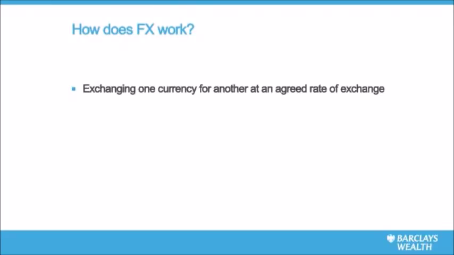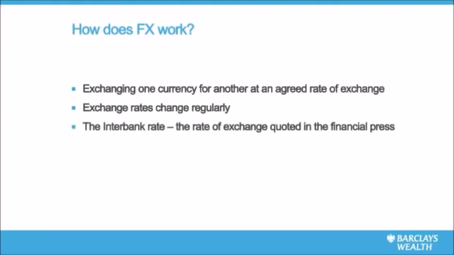But how do I find out how many pounds sterling I will get for my euros? Well, this is known as the exchange rate, and as you would expect, the exchange rate will vary between different pairs of currencies. The exchange rate also changes regularly, and if we return to the example of selling euros and buying sterling, well, the financial press will quote an exchange rate for euros to sterling. This is often referred to as the interbank rate.